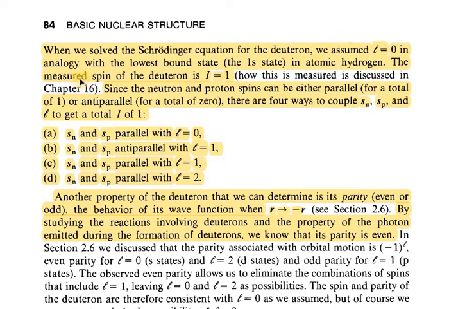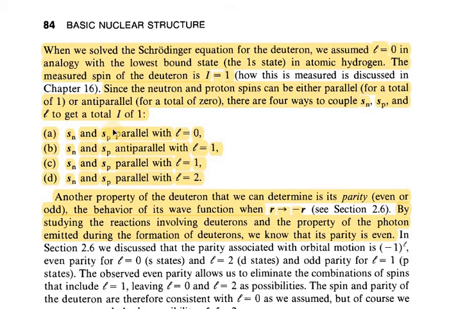The measured spin of the deuteron is I equal to 1. Since the neutron and proton spins can be either parallel for a total of 1 or anti-parallel for a total of 0, there are 4 ways to couple Sn, Sp and L to get the total I equal to 1. Since the measured spin of deuteron is I equal to 1, for that there are 4 ways to couple the Sn, Sp and L.